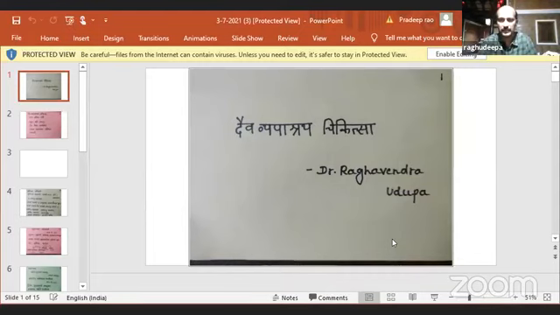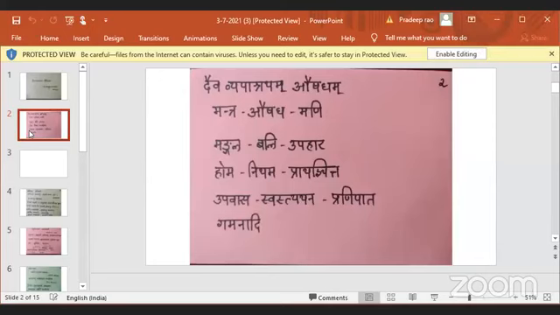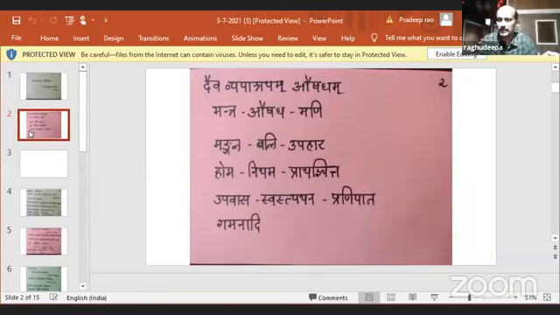As all of you know, Daiva Vyapashraya Chikitsa is nothing but mantra, aushadhi, mani, mangala, bali, upahara, homa, niyama, prayaschitta, upavasa, swastyayana, pranipata, and gamanadi. Gamanadi means going to a distant place, which will be explained later. Except that, the remaining form sets of three. The first three are mantra, aushadhi and mani, that is, a combination of chanting mantras and using them.